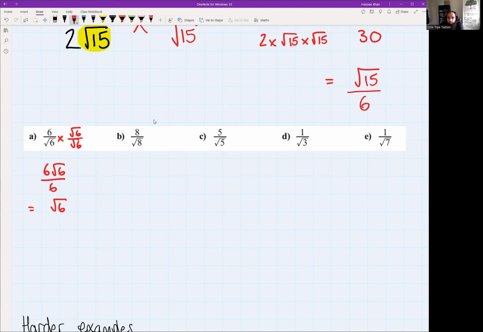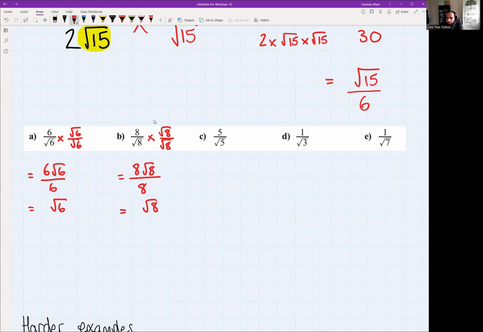This one, well, it looks very similar. It's probably going to be a very similar answer to the last one, in terms of, you can work out what's going on. So let's just prove it. So 8 times root 8 is 8 root 8, and root 8 times root 8 is 8. And then you can see the 8s are going to cancel out. So you're going to end up with root 8.